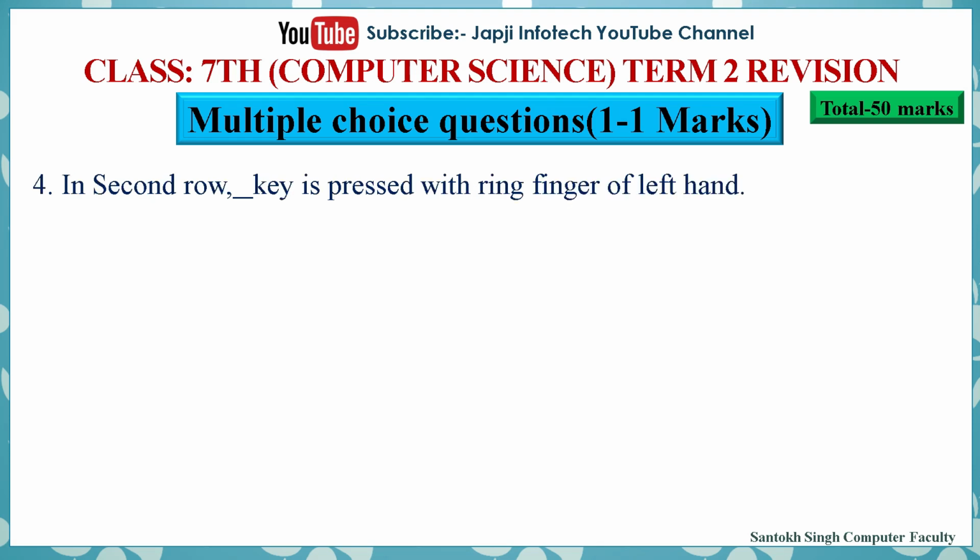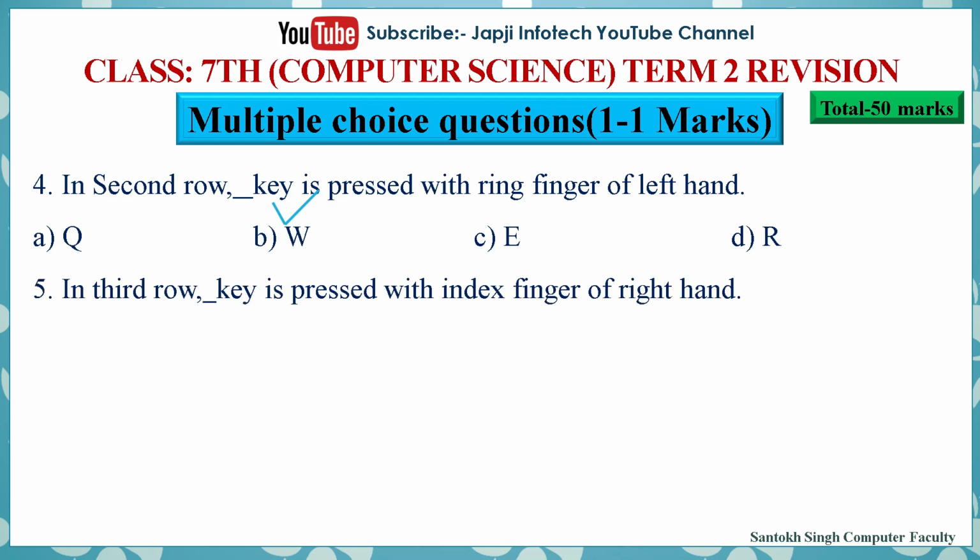And the fourth one is, in second row dash key is pressed with ring finger of left hand. And their options are Q, W, E, and the last one is R. And the right answer is, in second row W key is pressed with ring finger of left hand. And fifth one is, in third row dash key is pressed with index finger of right hand. And their options are B, N, M, and the last one is M and N. And the right answer is, in third row M and N key is pressed with index finger of right hand.